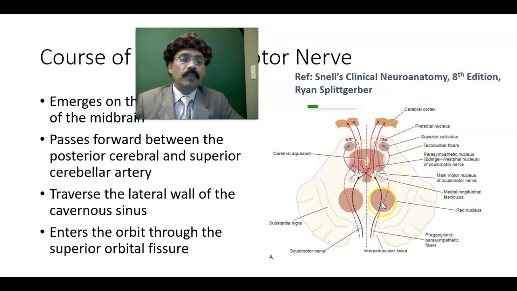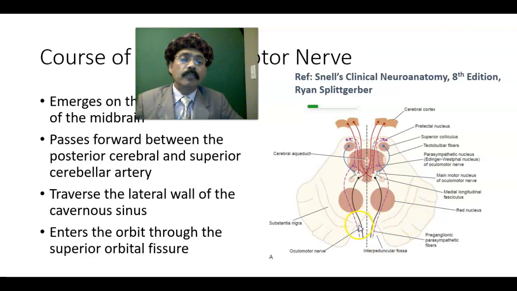And these fibers, both from the main motor nucleus of the oculomotor nerve and from the parasympathetic nucleus, pass through the red nucleus. This is the red nucleus. In between the basis pedunculi here, we have the cerebral peduncle, and this is the crus cerebri. This is the substantia nigra of the midbrain.